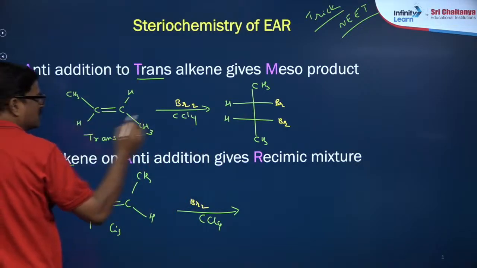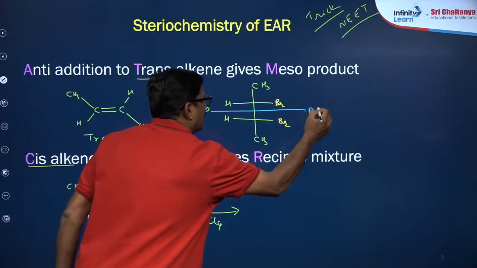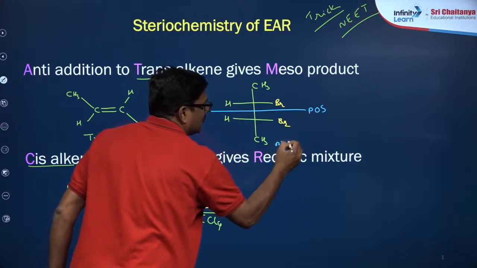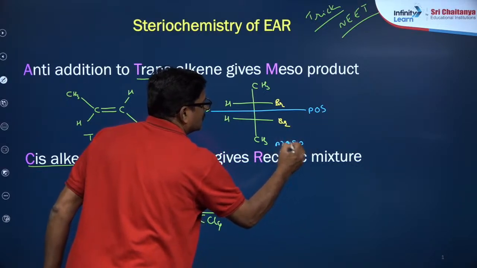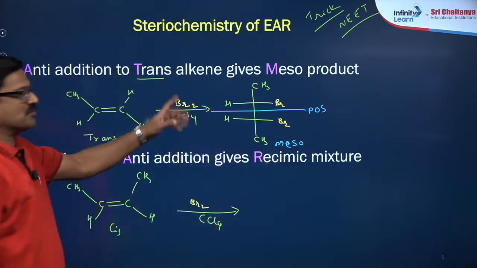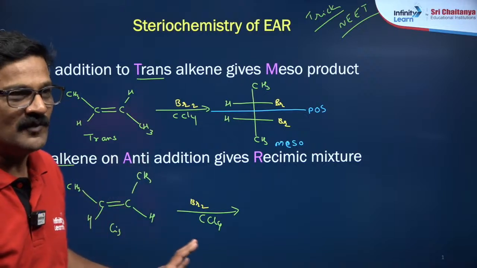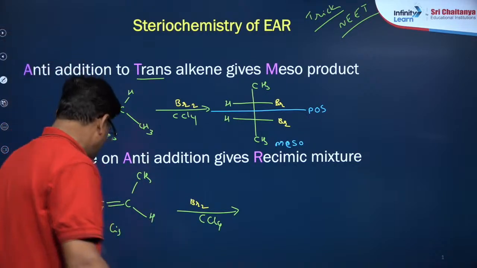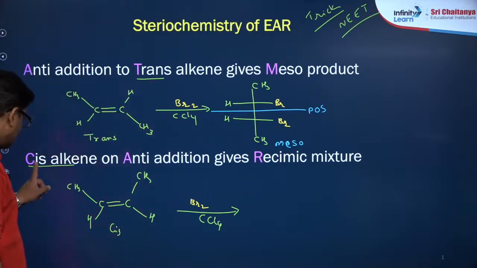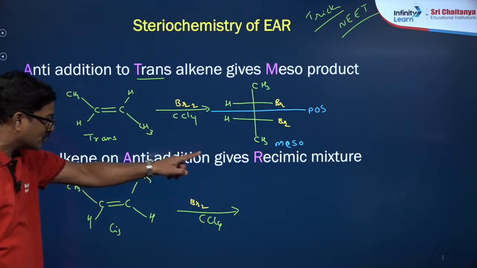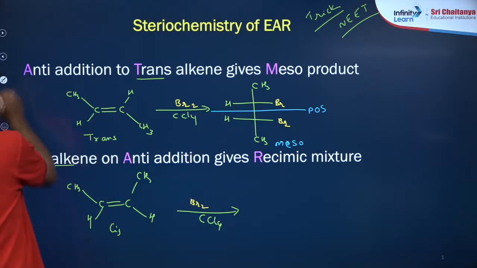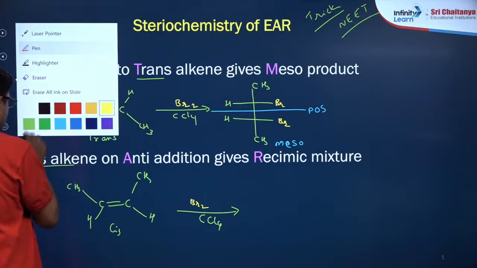Now this is a meso product, because of the plane of symmetry it will be optically inactive. This is what you call a meso product. समझ में आ रही क्या? Clear? Understood? जब cis alkene आता है ना, cis alkene on anti-addition gives racemic product. ये racemic product है क्या? Racemic product आता है आपका.